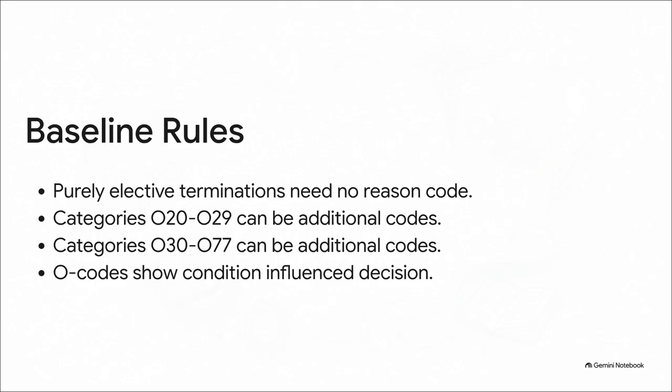But as we all know, clinical care is rarely that black and white. A lot of times, a maternal condition plays a huge role in that elective decision. When that happens, you can absolutely bring in categories O20 through O29 and O30 through O77 as additional codes. These O codes are game changers because they tell the whole story. They show that, yes, it was an elective encounter, but a specific maternal condition was right there influencing the choice.